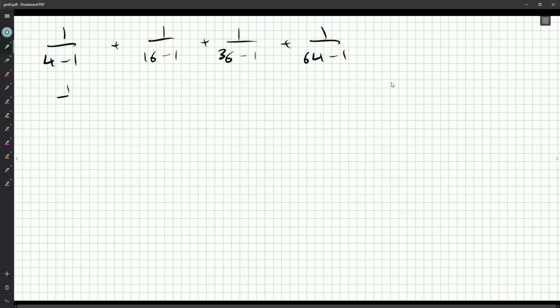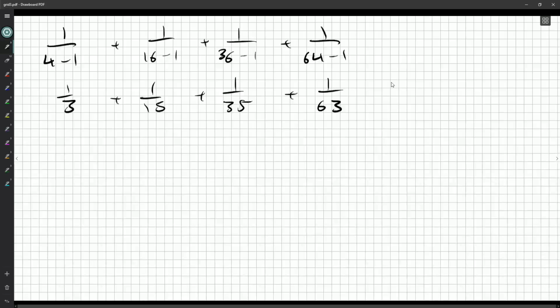But we could explore a little bit more. 1 over 4 minus 1, 1 over 16 minus 1, 1 over 36 minus 1. What would the next one be? It'd be 1 over 64 minus 1. And we're starting to get lots of numbers. Okay, 1/3 plus 1 over 15, 1 over 35. There's got to be some sort of a better way to do this.